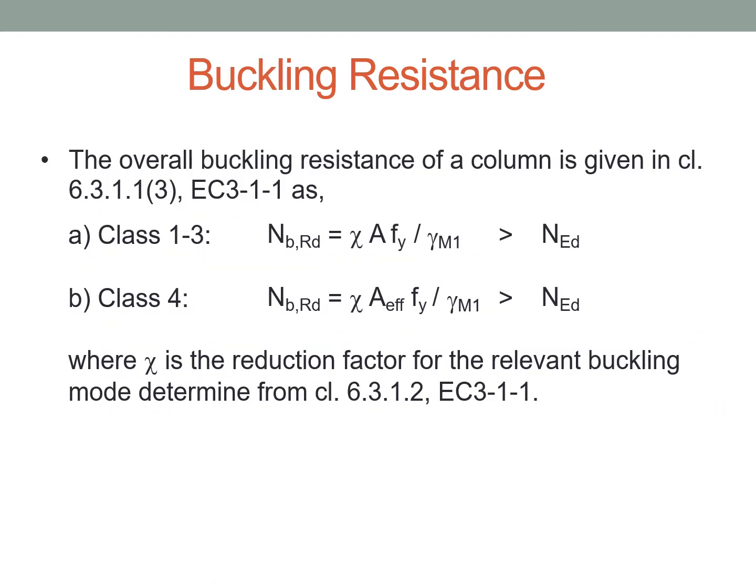Okay, next checking is on the buckling resistance. The overall buckling resistance of a column is given in clause 6.3.1.1 from EC3. For class 1 until class 3, NBRD is equal to reduction factor times area times Fy divided by gamma m1, and this value should be greater than the applied axial forces. The X value is the reduction factor for the relevant buckling mode, and we need to determine what the X value is.